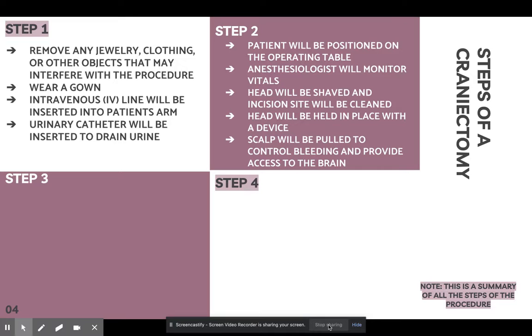The head will be shaved and the incision site will be cleaned. During the procedure, the patient's head will be held in place with a device and the scalp will be pulled back to control bleeding and allow access to the brain.